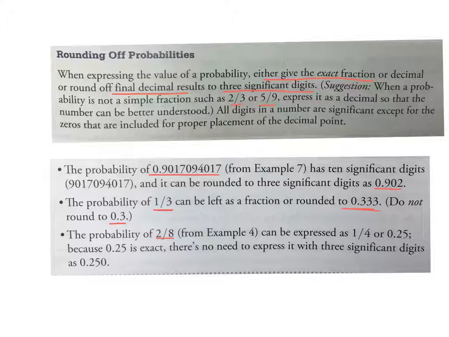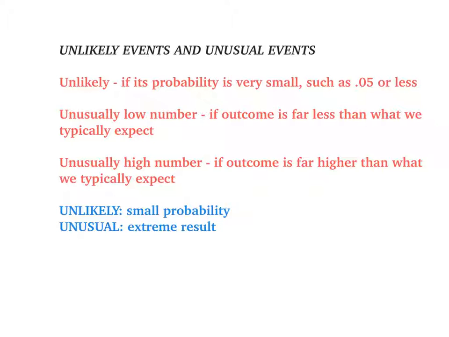If you get 2/8, obviously you can reduce it down to 1/4, which would be great, or you can put 0.25. There's no reason to put 0.250 with the 0 at the end. So 0.25 is good enough in that case. If your third sig dig, or your third digit, is a 0, you probably don't need to put that there.